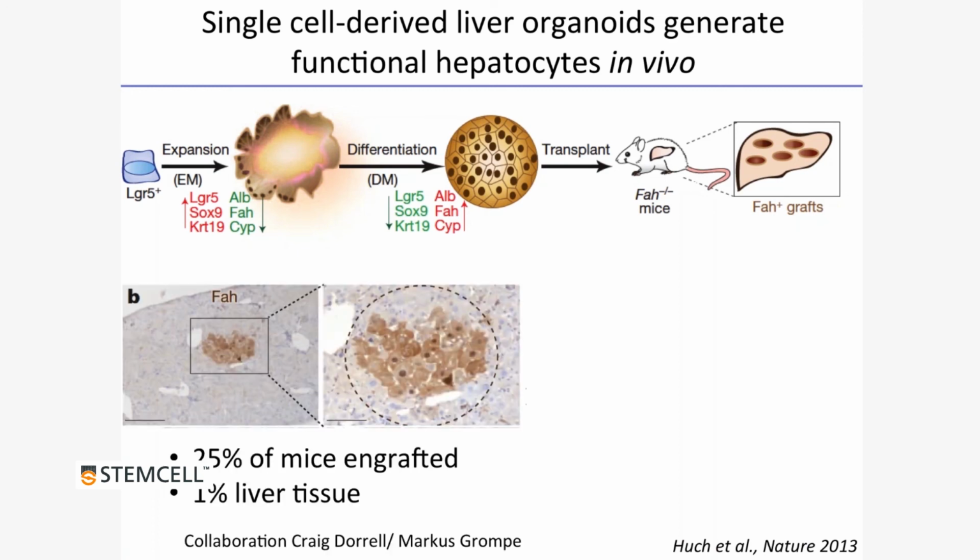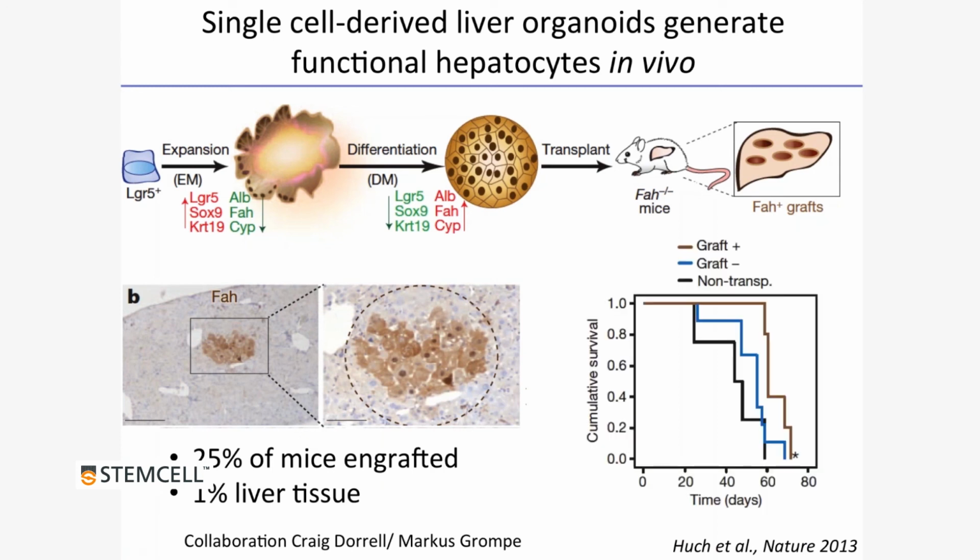And what we observed is that 3 months after the transplantation, 25% of our mice had received cells. We could detect grafts that were around 1% of the liver tissue. And then we asked the question, is this graft functional? And of course, with 1% of liver tissue, we could not rescue the phenotype of these mice. But it allowed us to answer the question of whether these cells were functional or not.